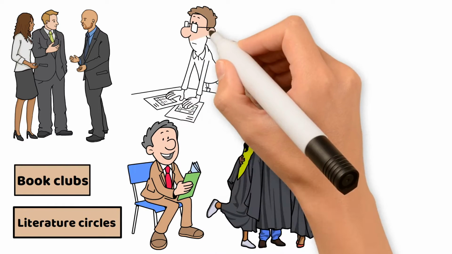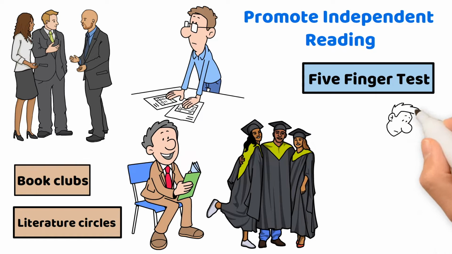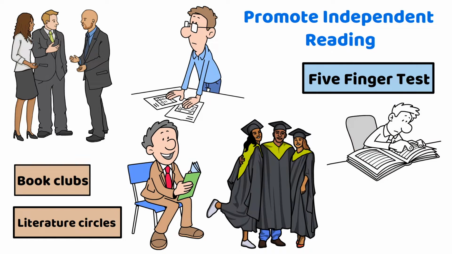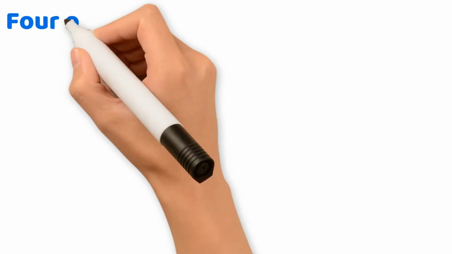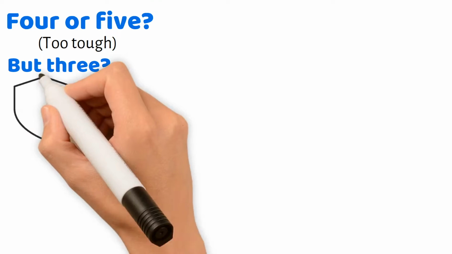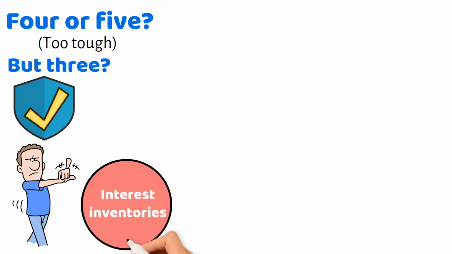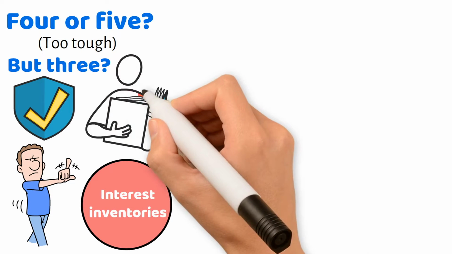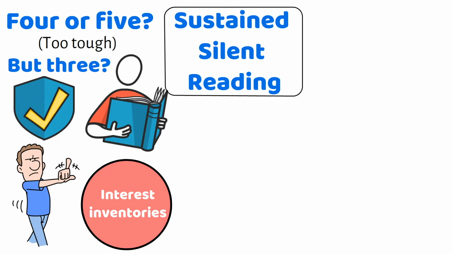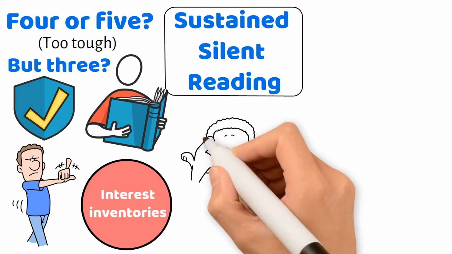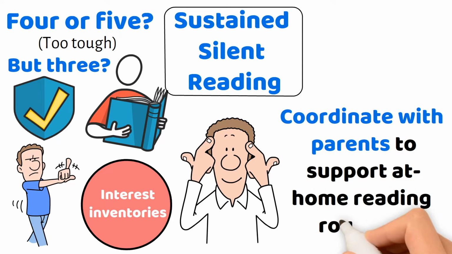As teachers, we need to promote independent reading. Teach them the 5-finger test. Have them read a random page in a book, raising a finger for each unknown word. 1 or 2 fingers? Too easy. 4 or 5? Too tough. But 3? Just right. And don't overlook the power of student interests. Use interest inventories to stock your library with topics they love. Structured reading times like sustained silent reading are essential to nurture a habit of reading. And remember, reading doesn't stop at the classroom door. Coordinate with parents to support at-home reading routines.